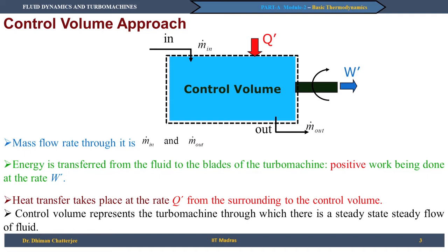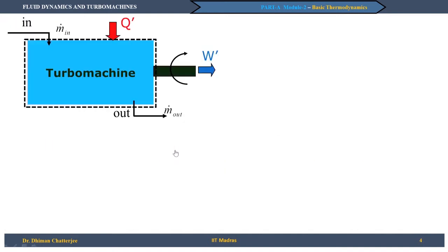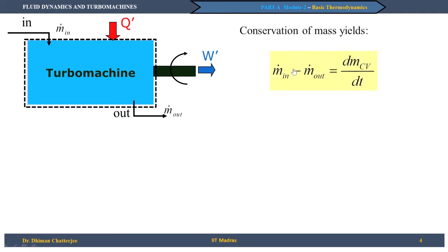So, whatever mass comes in also leaves, and we will follow this steady state steady flow energy analysis. So, let us look at turbo machines. We have m dot in and m dot out. Very soon we will show that m dot in equals m dot out, but for the time being let us keep m dot in and m dot out as different notations, and in and out show the areas. So, conservation of mass yields m dot in minus m dot out is dmCV dt.